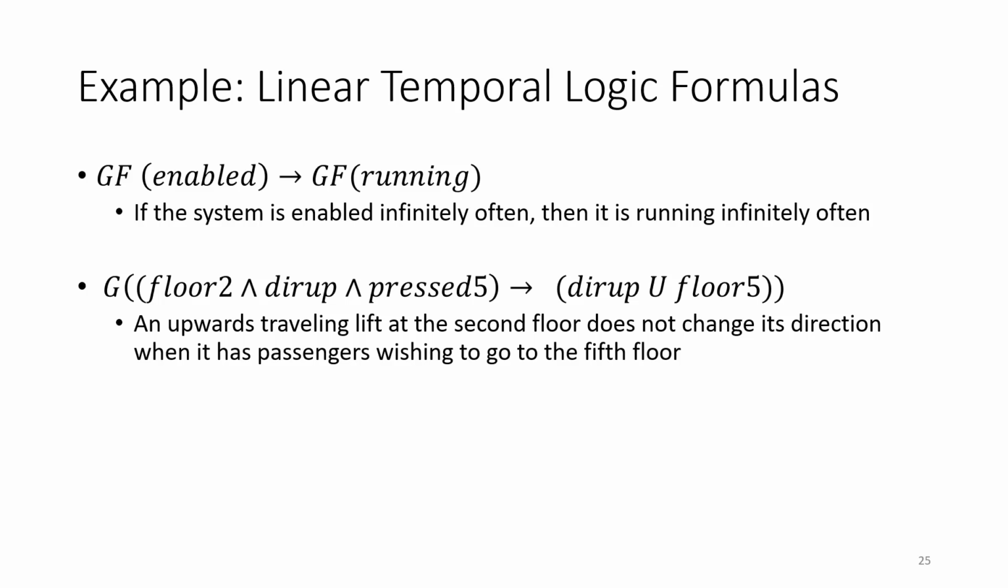Or here for this elevator, now it's all nested in the globally. So at any point in time, this is an implication now. If we are in floor 2, the direction of the elevator is up, and we pressed floor 5, then we will keep on going up until we reach floor 5. So this is like that it will really go the shortest way just by going up and not go down or something in between. So this in between, until we reach floor 5, this is this until pattern.